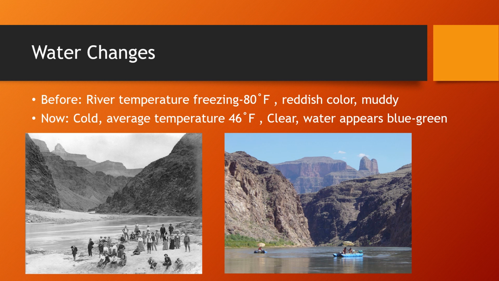The picture on the left was taken in 1906, well before the Glen Canyon Dam. The picture on the right is a recent picture that shows how those once sandy shores have changed and washed away.